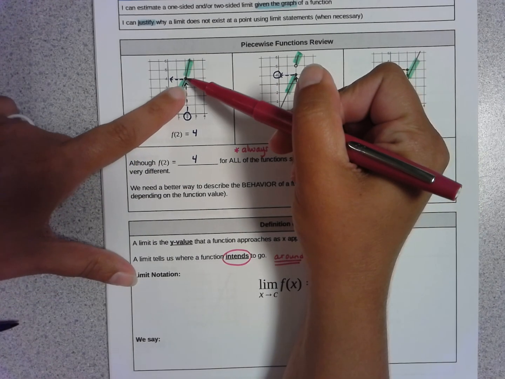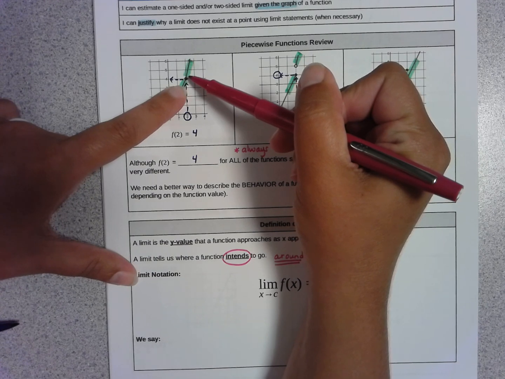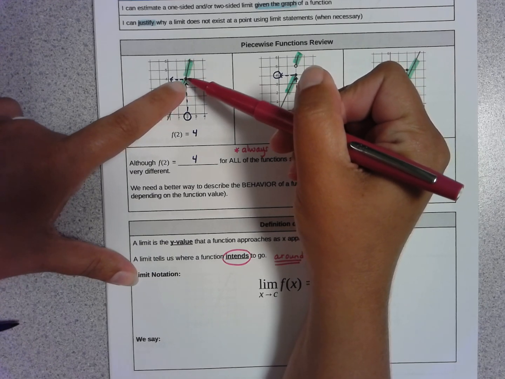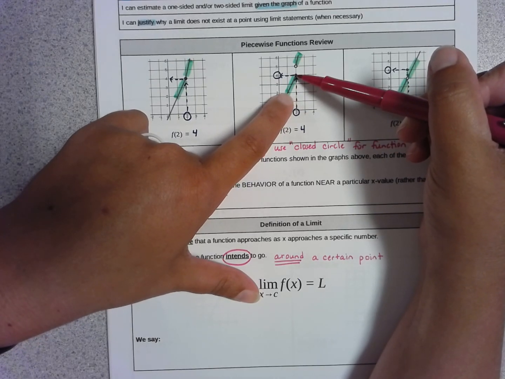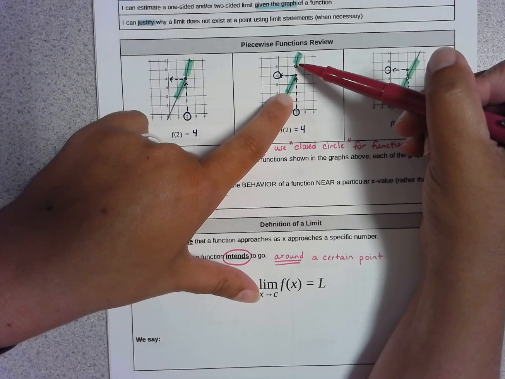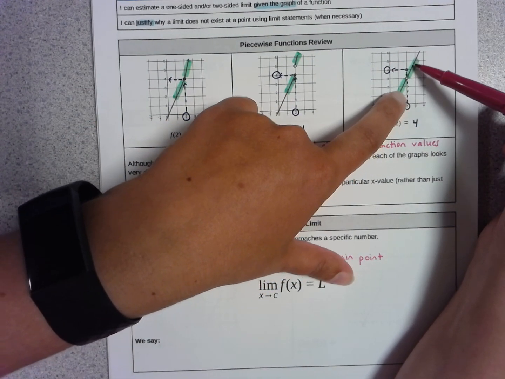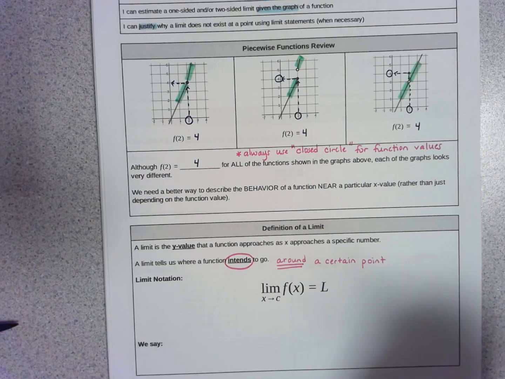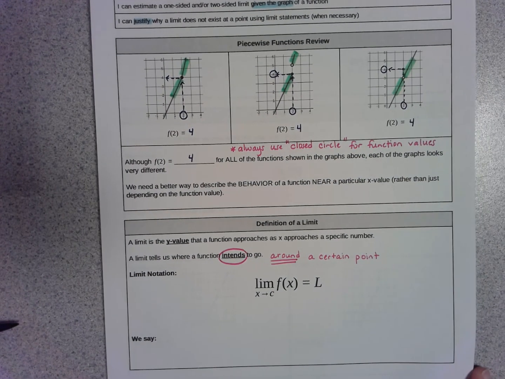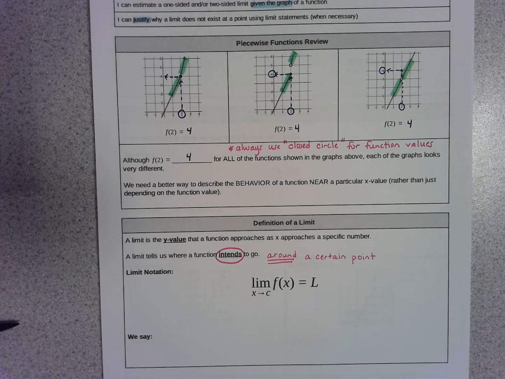Sometimes around a closed circle, it looks like the graph is intending to go to that closed circle. Sometimes part of the graph goes to the closed circle, but the other side is headed towards a different spot, maybe an open circle like this one. And sometimes the graph seems to be heading towards an open circle from both directions, but the closed circle is just somewhere else. A limit is going to allow us to talk about the behavior around an x value, as opposed to just focusing on one specific point on the graph.